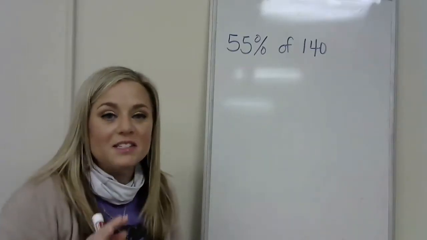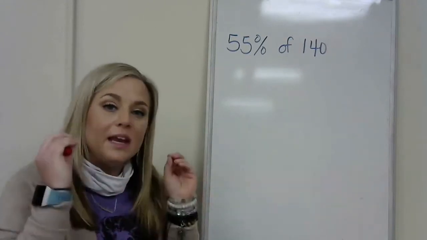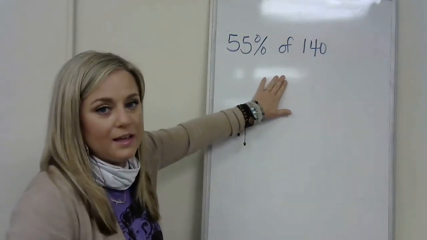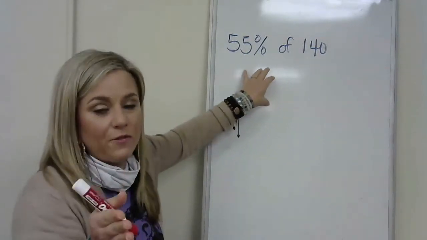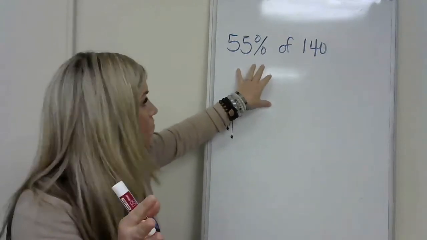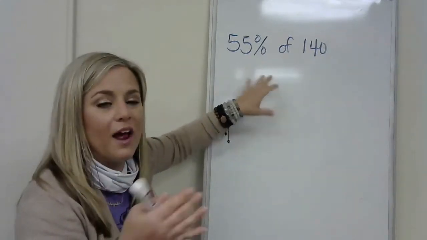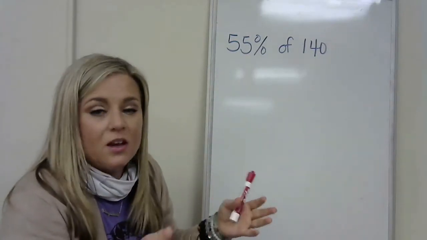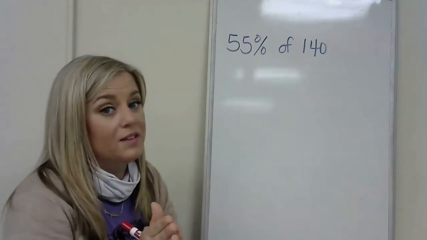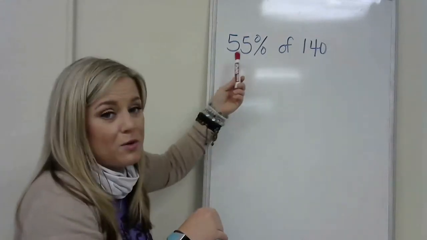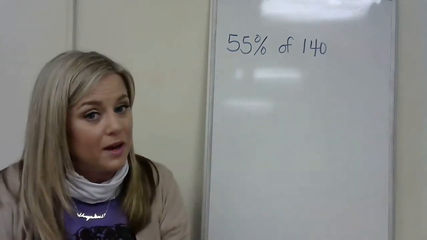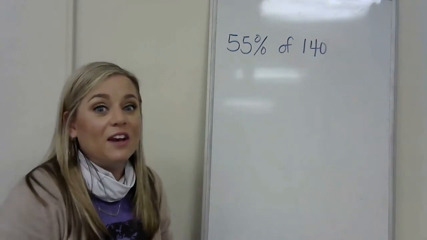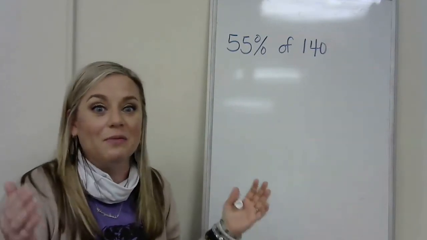All right, so let's get to some easy examples, but we need to keep in mind that we're doing 55% of 140. Now let's think about 50%. What's 50%? Half of 100, right? It's half. So half of 140 is 70. So our answer should be more than 70, because we're talking about 55% of 140. It needs to be bigger than 70. If it's not bigger than 70, we've done something wrong. And if it is gigantic, we've also done something wrong.